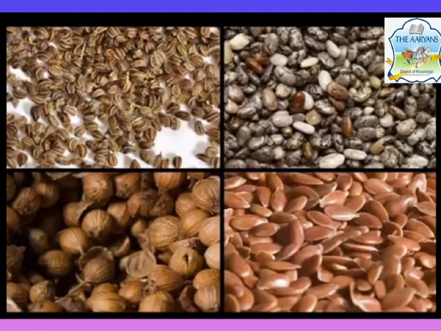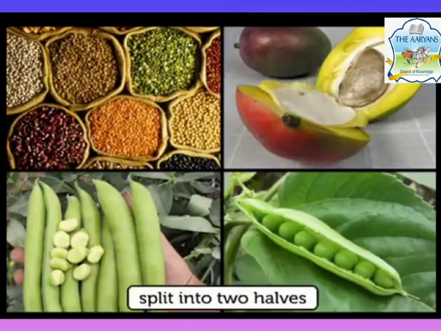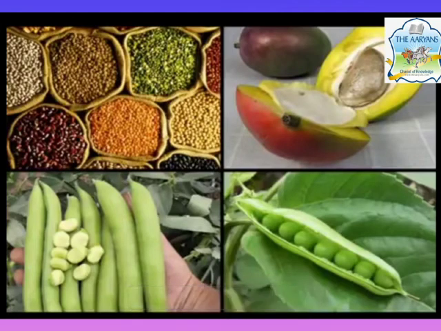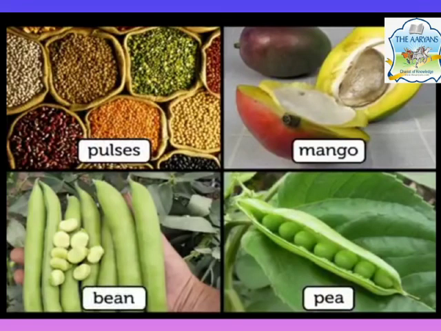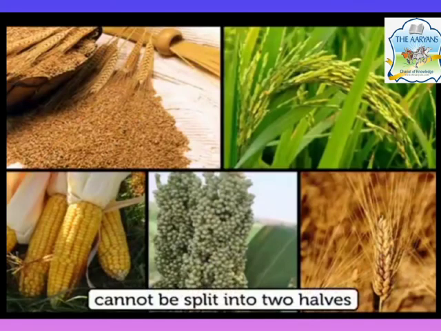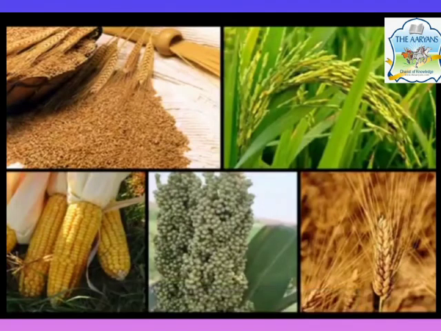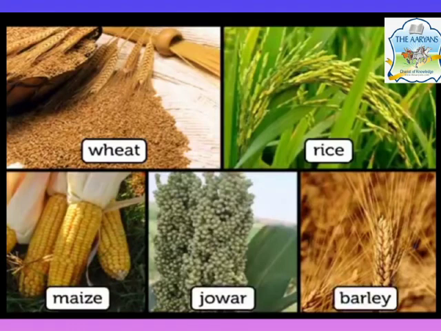Seeds are mainly of two types. The one that can be split into two halves, for example, pulses, mango, pea, bean, etc. And some that cannot be split into two halves, for example, wheat, rice, maize, jowar and barley, etc.